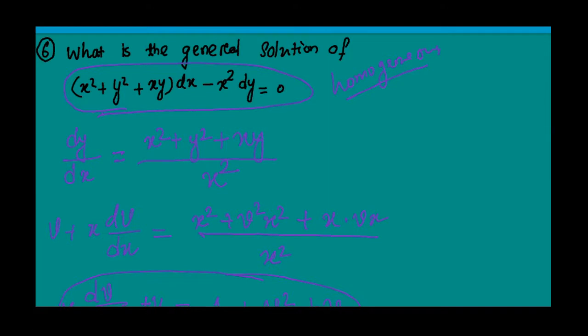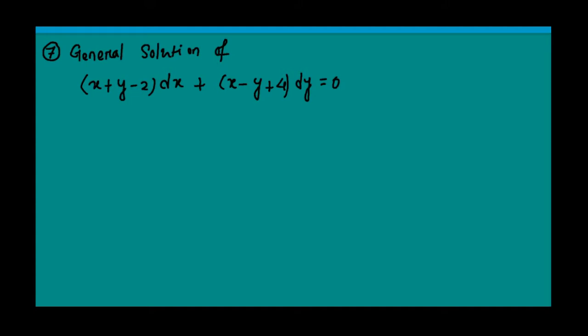So the next question is the general solution of this given differential equation, and it is asking for the general solution of this one. So this is from the non-homogeneous method. One is homogeneous, this is non-homogeneous, and we have to convert it first to homogeneous and then we have to solve. So how can it be solved?